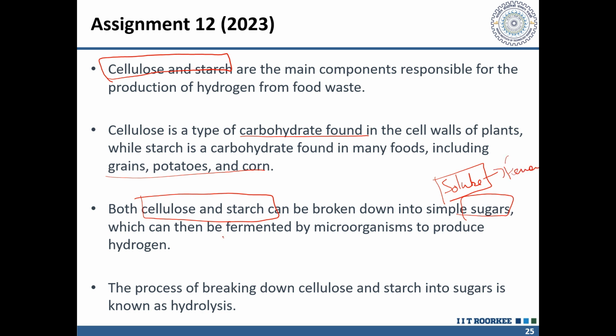These can be easily fermented with the help of microorganisms and thus produce biogas. And that biogas can then further be converted to syngas to produce hydrogen. So these biogases can be converted to syngas, and syngas is a combination that includes hydrogen. Therefore, the cellulose and starches can be utilized to produce hydrogen from food waste.